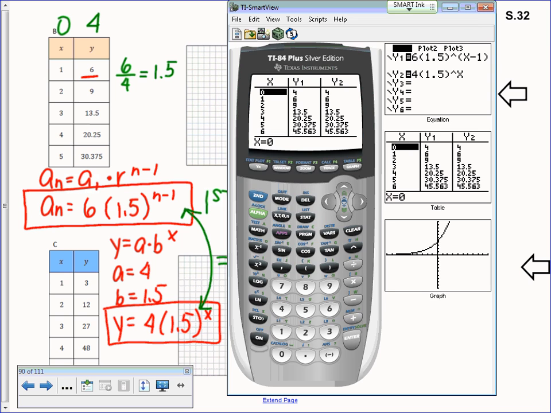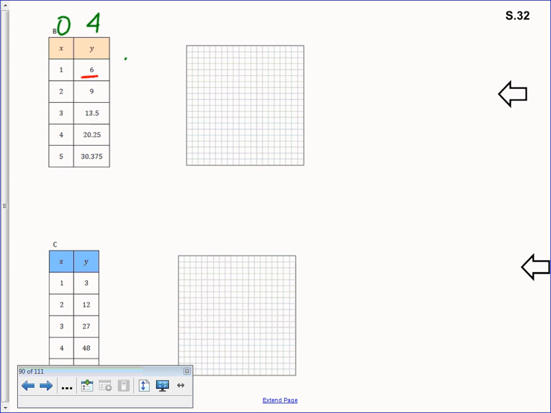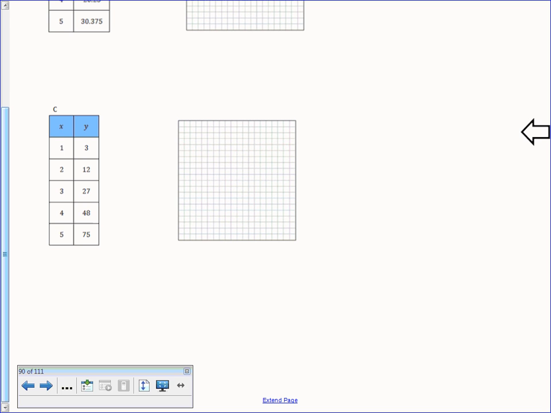Okay, now we're going to go on to letter C. I'm just going to erase all of this and we're going to look at the next one. Letter C. So again, I give you another table of values. And the first thing that I'm going to check is I'm going to look at my differences. So my differences in my x is 1. And when I look at the differences in my y's, all of a sudden, it's not linear because my differences are different. So please write that out.